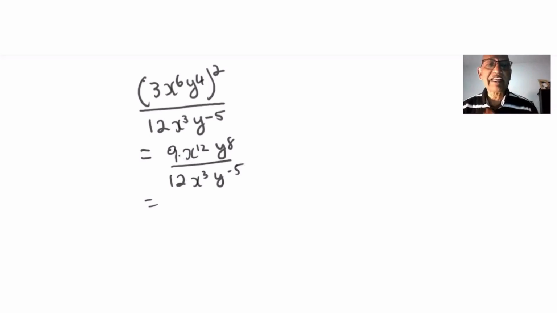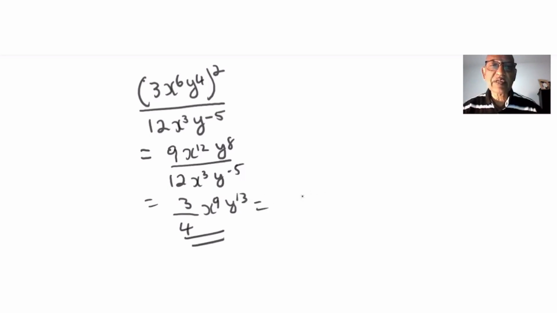Now we simplify, number with number, 9 over 12. I divide both of them by 3, this will be 3 over 4. x^12 divided by x^3, I subtract, 12 minus 3 is 9, x to the power of 9. For y, 8 minus negative 5, which means y to the power of 13. And that will be our final answer.